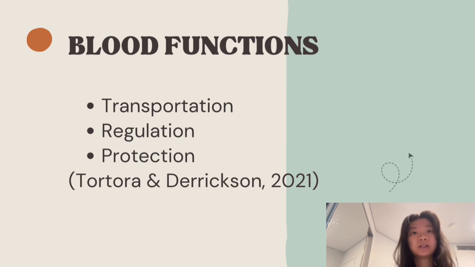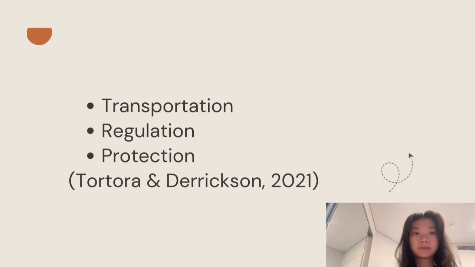Protection. After an injury, the blood can clot so that the body doesn't lose even more blood. And also the white blood cells carry phagocytes, which protect the body from diseases.